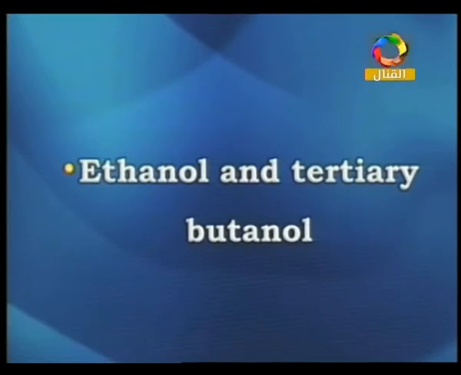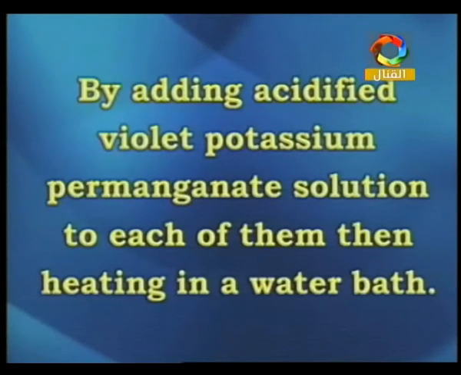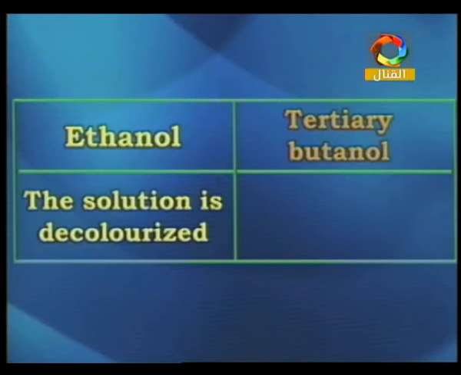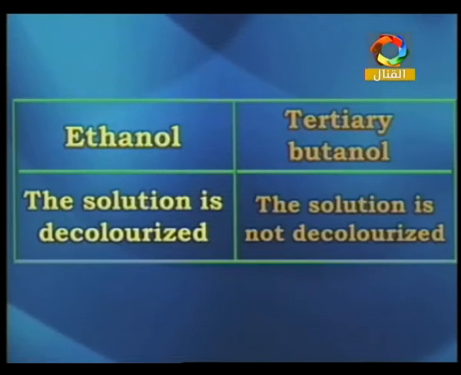Ethanol and tertiary butanol. By adding acidified violet potassium permanganate solution to each of them, then heating in the water bath, here with ethanol the solution is decolorized, while with tertiary butanol the solution is not decolorized.